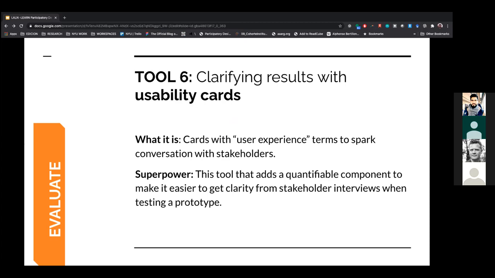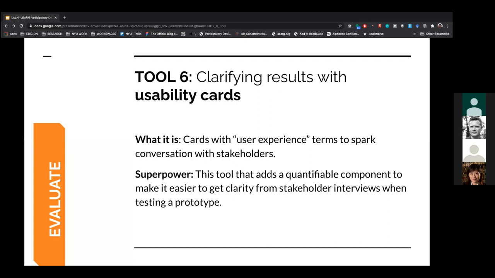Okay, so we have another set of cards. These are very simple to use and have a lot of value. So the challenge here is for usability, right? Many of you may have conducted usability interviews when you bring users in and they either run through a prototype or they test a prototype and you have them share their opinions and the impressions of this thing that you created with you.